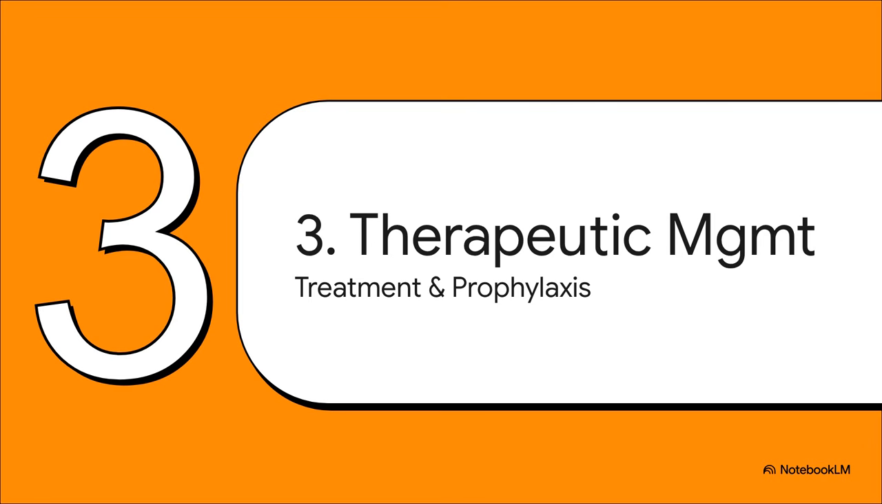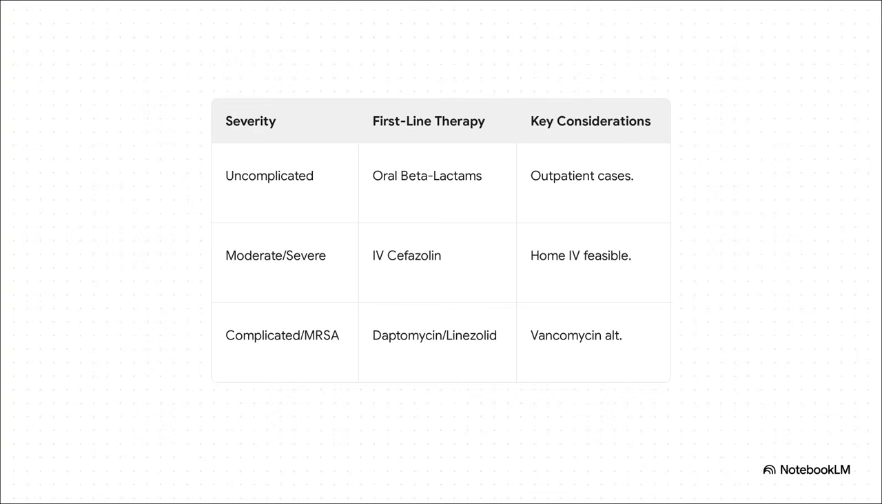Okay, so that brings us right to the next logical step. How do we actually treat this? How do we pick the right antibiotic? And just as important, how do we stop it from coming back? All right, let's look at the treatment playbook. It's really stratified by severity. For a straightforward, non-purulent case where we're pretty sure it's strep, a simple oral beta-lactam like cephalexin is usually enough.